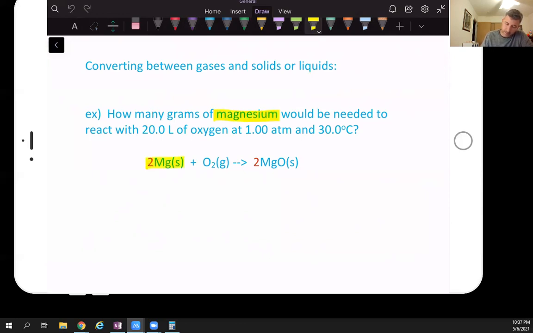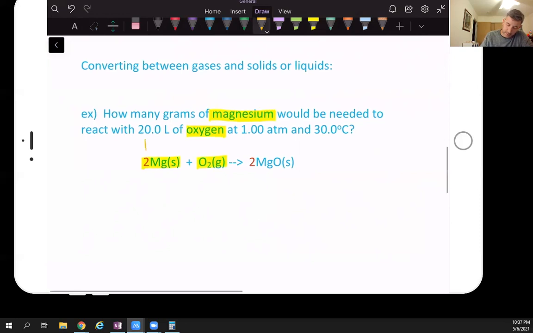So my other substance is oxygen, and that is a gas. But in order for me to say that I have a 2-to-1 liter ratio, they would have to both be gases. And since magnesium is not a gas, we're not going to be able to do what we just did. They have to both be gases in order for it to be a simple one-step liter to liter conversion. So what can we do? Well, we can plan the problem out. And this problem is asking us for grams of magnesium, right?